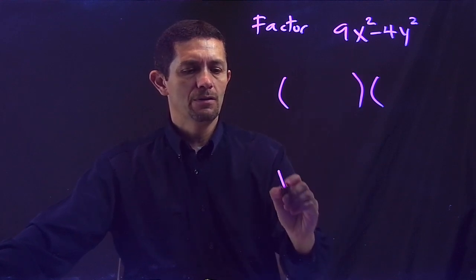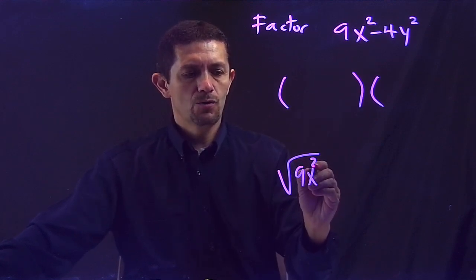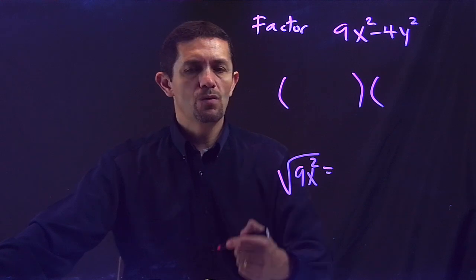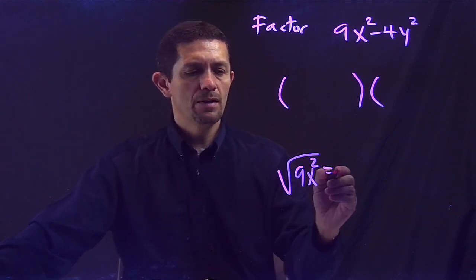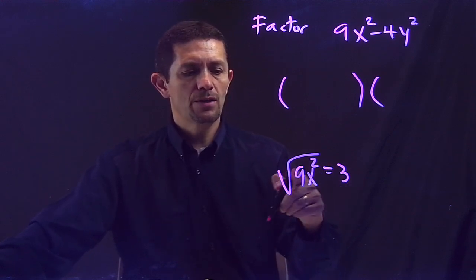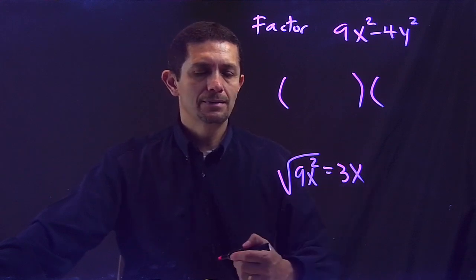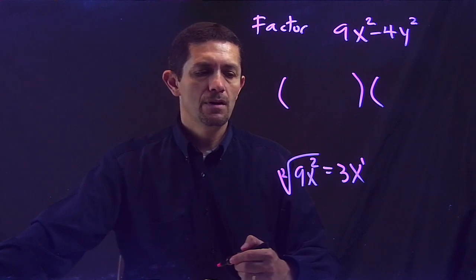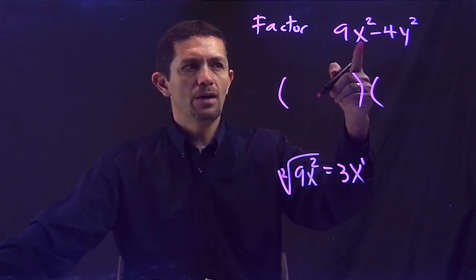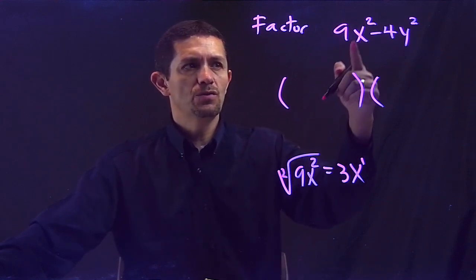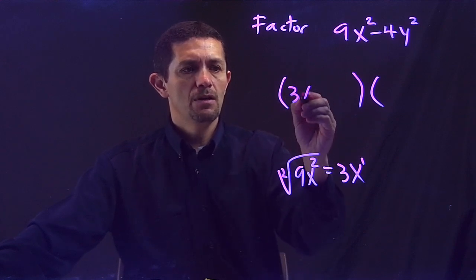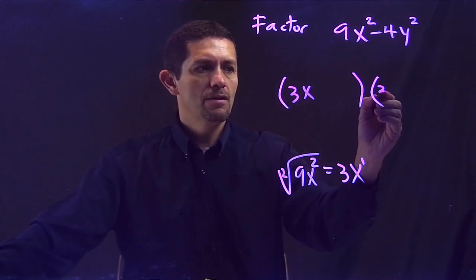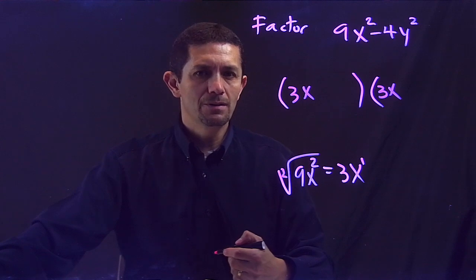I'm going to bring the 9x squared over here on the side. I'm going to do the square root of that. Square root of 9 is 3. Square root of x squared is going to be x, because the exponent divides the index: 2 divided by 2 is 1. So that's the square root of 9x squared. Because this is your first term, it goes at the beginning of each parenthesis.